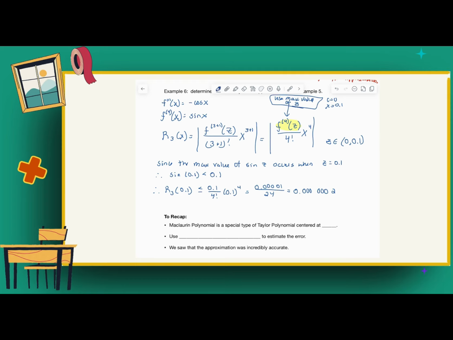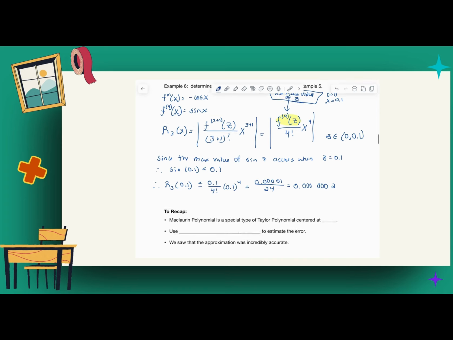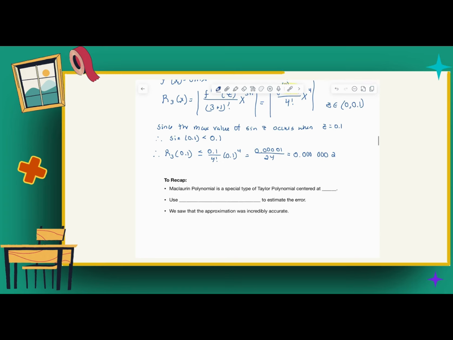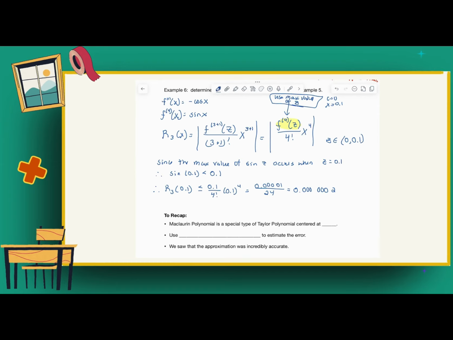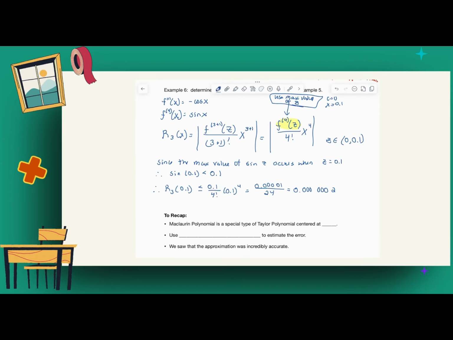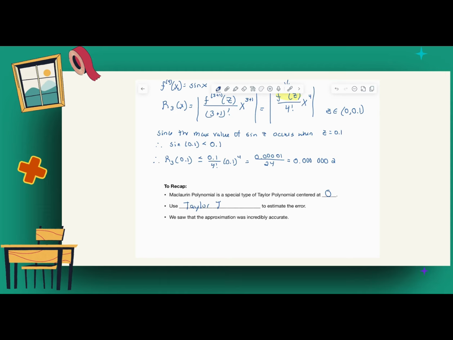This is powerful stuff. With just a few derivatives, we can approximate complex functions to high accuracy. And Taylor's theorem gives us a mathematical way to say how good our approximation is. This technique is used in physics, engineering, and even computer graphics, wherever you need a fast estimate of a nonlinear function. To recap, the Maclaurin polynomial is a special type of Taylor polynomial centered at 0. We use Taylor's theorem to estimate the error, and we saw that the approximation was incredibly accurate.